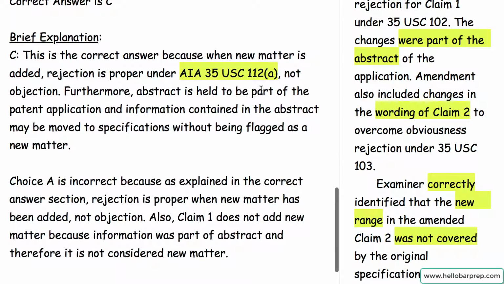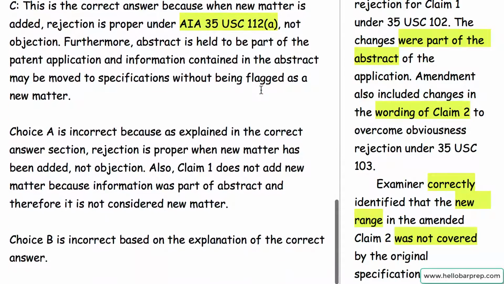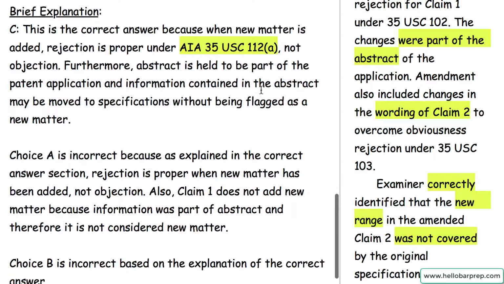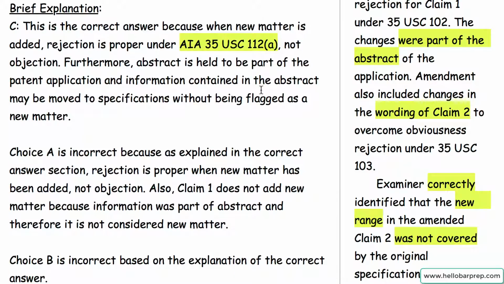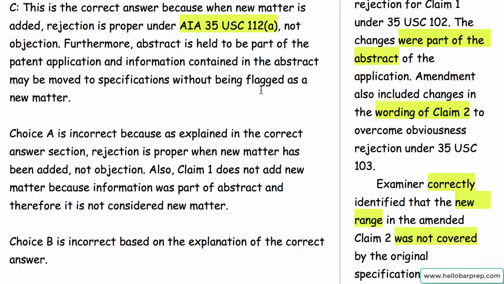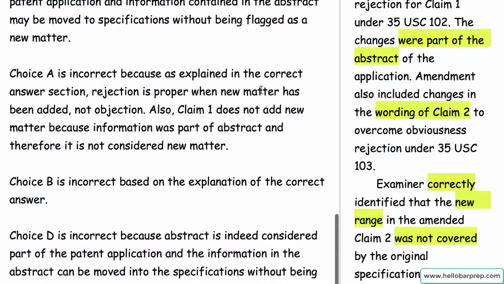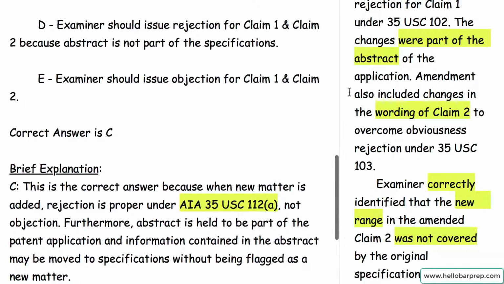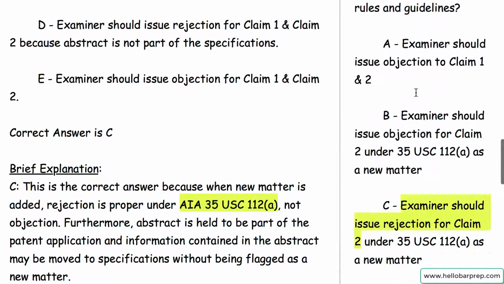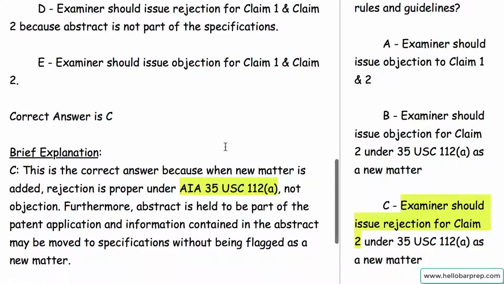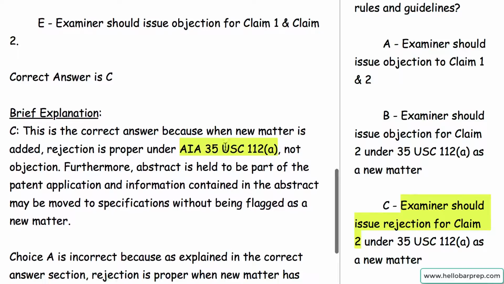So let's look at the other answer choices. Choice A is incorrect because, as we already went through, it's a rejection for claim changes and an objection for anything new matter in the specification, but there wasn't any new matter. Let's look at the answer A choice on the right. The examiner should issue objection to claims 1 and 2. No, claim 2 should be a rejection. Claim 1 should be neither objection nor rejection.